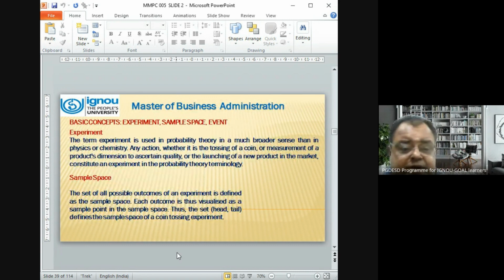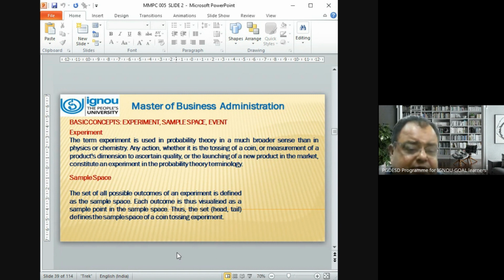Now, what is an experiment? The term experiment is used in probability theory in a much broader sense than in physics or chemistry. Any action, whether it is tossing of a coin, measurement of a product's dimension to ascertain quality, or the launching of a new product in the market, constitutes an experiment in probability theory terminology.